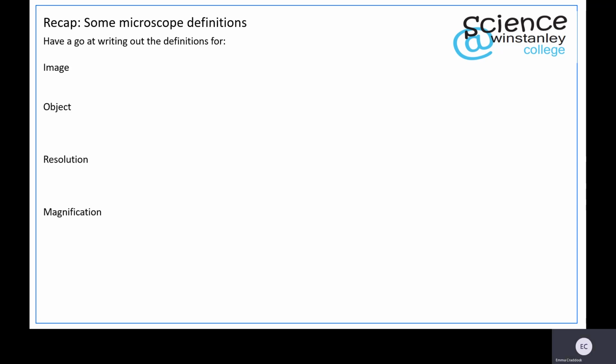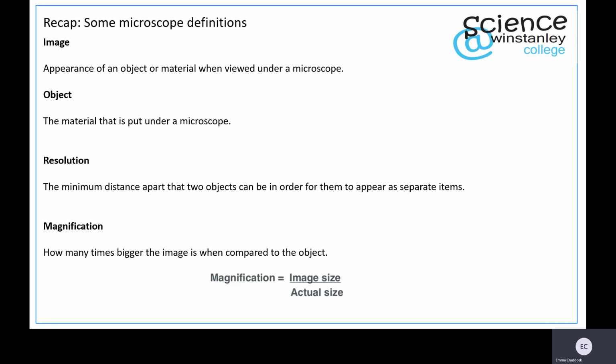So first of all, I would like you to recap some microscope definitions. We'll be using all these words in the PowerPoint today, so it's important you understand them. The words I would like you to look at are image, object, resolution, and magnification. Have a go at writing out the definitions, pause the video, and then you can check your answers. So here are the answers.